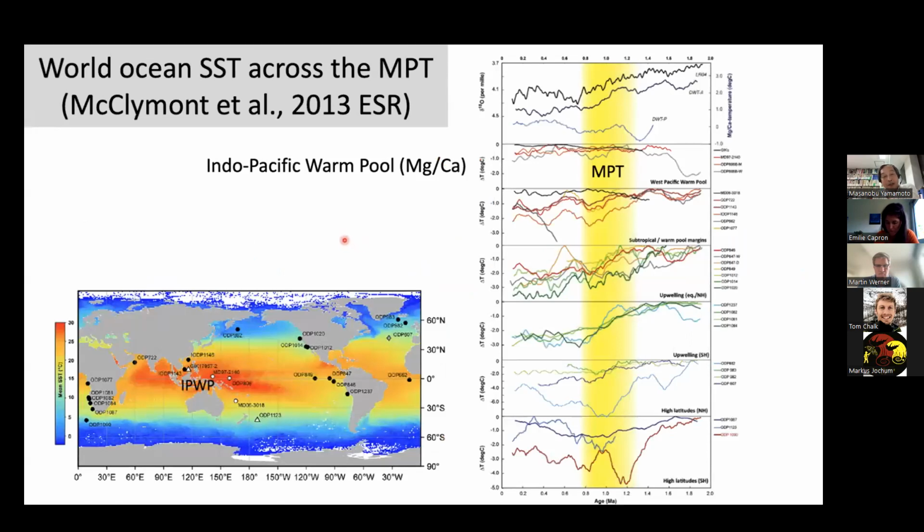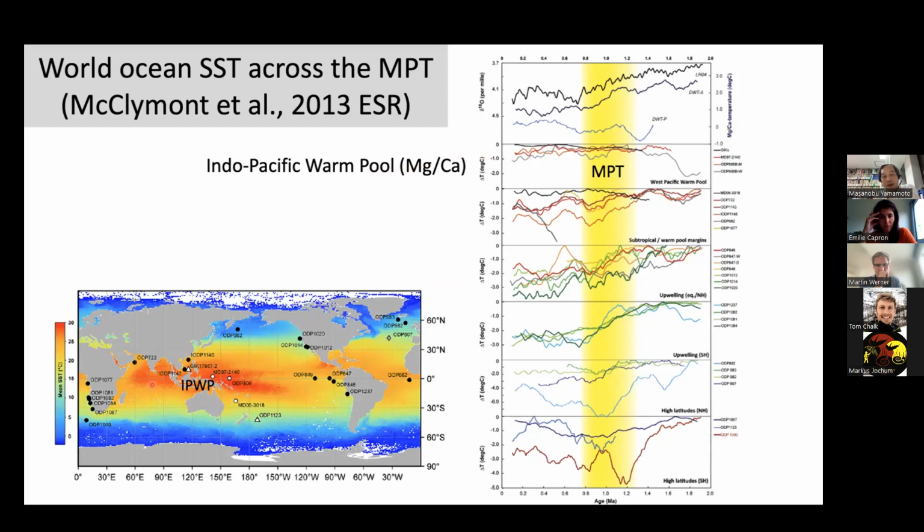And actually, this trend was not expected. And this is the world ocean sea surface temperature change across the MPT. So in most areas, sea surface temperature shows a cooling trend during the mid-Pleistocene MPT. So this is not consistent with our CO2 reconstruction. But the exception is the Indo-Pacific warm pool region.